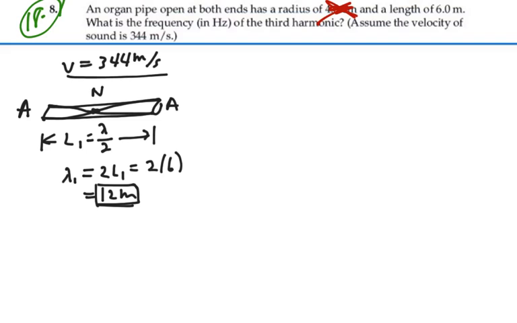Okay, so we want to find the frequency of the third harmonic. We got the wavelength of the first harmonic. The frequency of the first harmonic will be the velocity of sound divided by the wavelength of the first harmonic. 344 divided by 12 is 28.67.